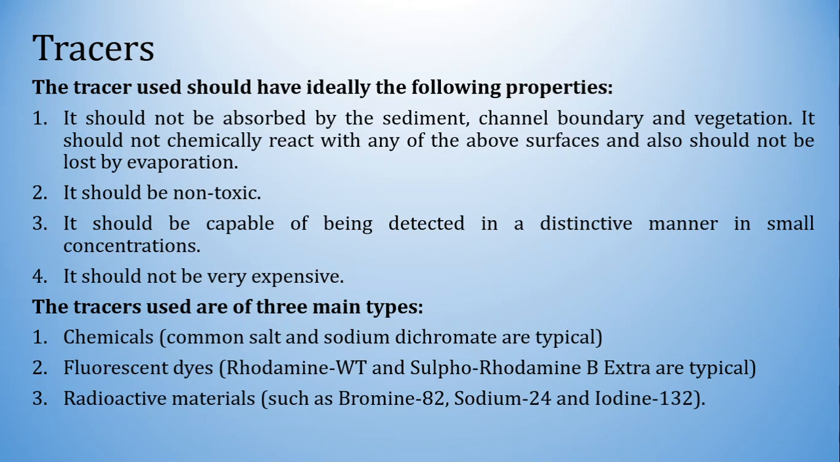The tracers used are of three main types. First are the chemicals; common salt and sodium dichromate are typical. Second are the fluorescent dyes, which include rhodamine WT and sulforhodamine B extra. And third are the radioactive materials such as bromine 82, sodium 24, and iodine 132.